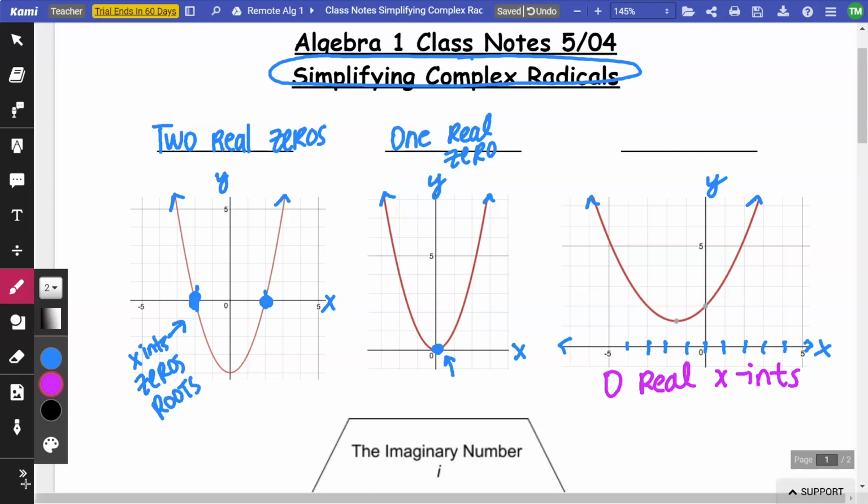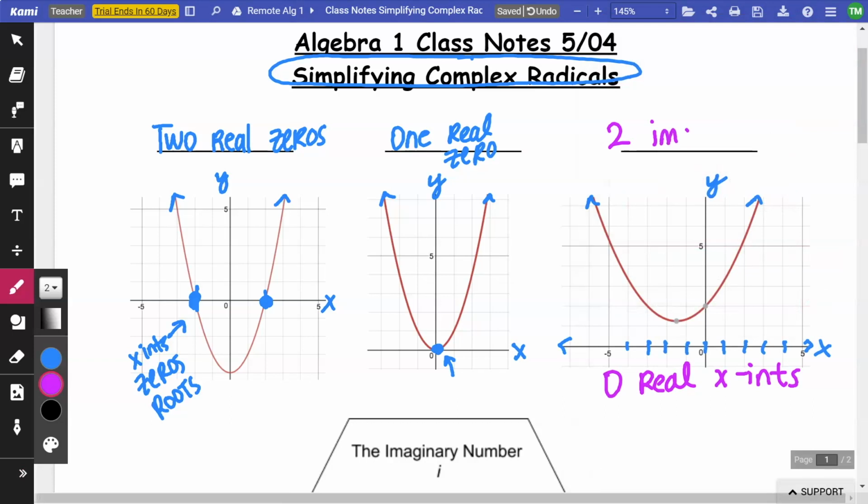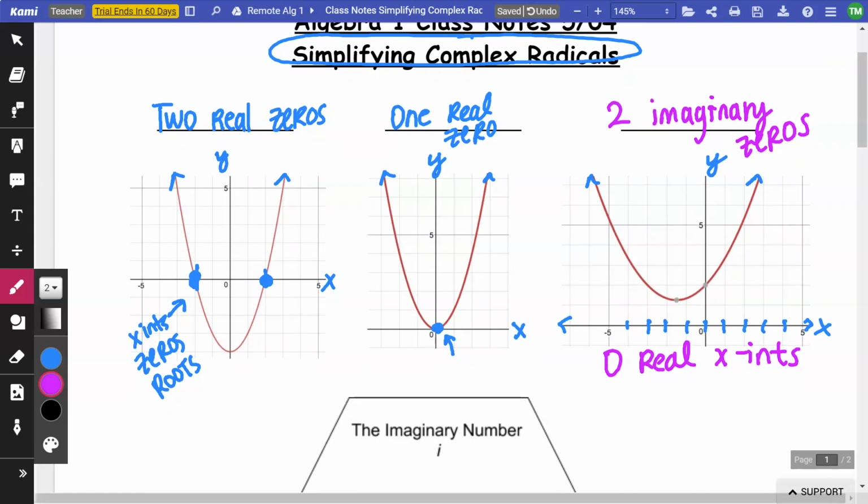So what happens is when we solve this quadratic equation, we actually end up with imaginary solutions. So in this case, this parabola or this quadratic function has what we call two imaginary zeros, which means that this parabola does cross the x-axis, but only on the imaginary number plane. And you're going to learn more about what that means in Algebra 2 next year. For now, you just need to learn how to solve for those imaginary zeros. And yes, those imaginary zeros do exist.